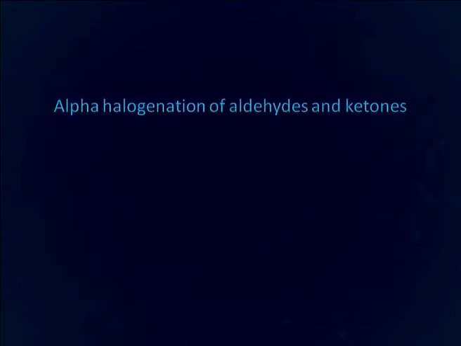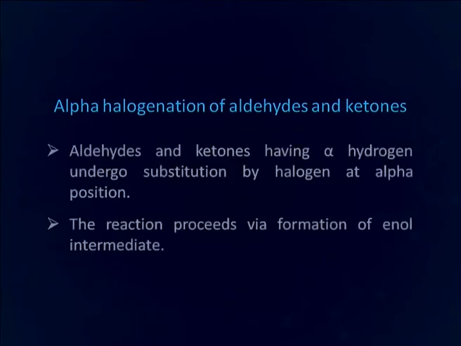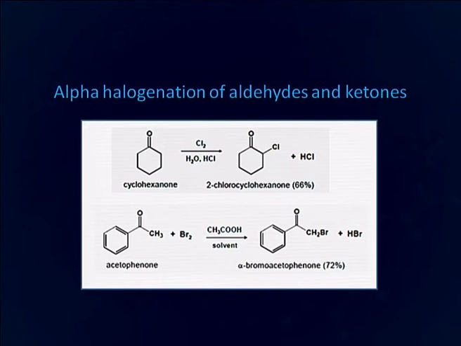We will now discuss the alpha halogenation reaction of aldehydes and ketones. Aldehydes and ketones having alpha hydrogen undergo substitution by a halogen at the alpha position. The reaction proceeds via formation of an enol intermediate. As you can see here, both these molecules are ketones, and when they undergo reaction with halogen in the presence of acid, they undergo alpha halogenation.